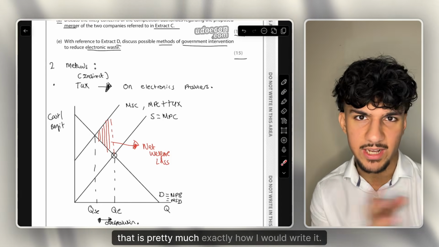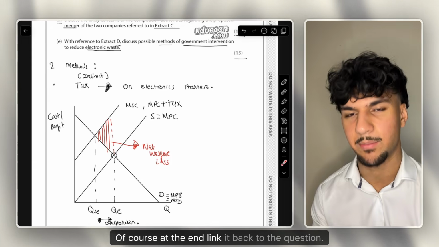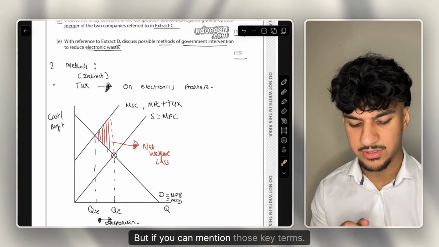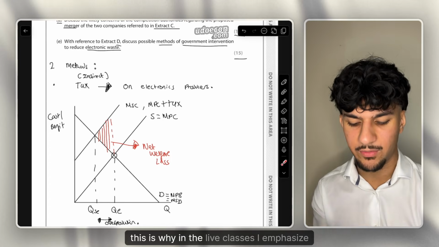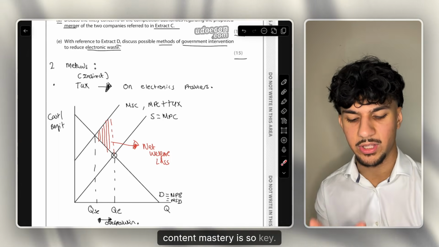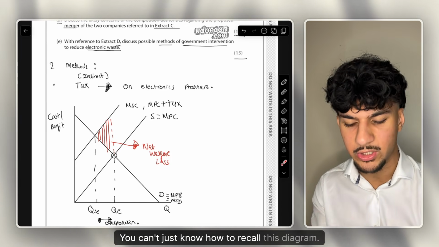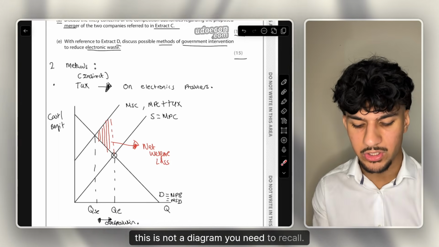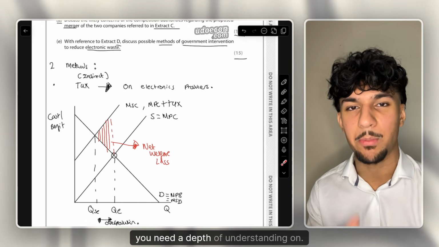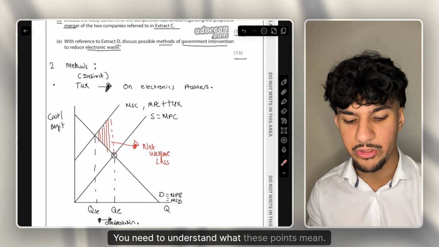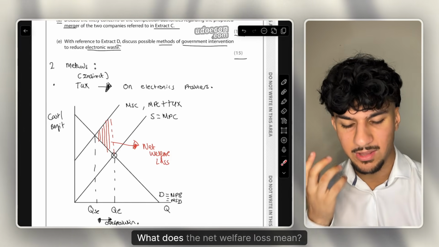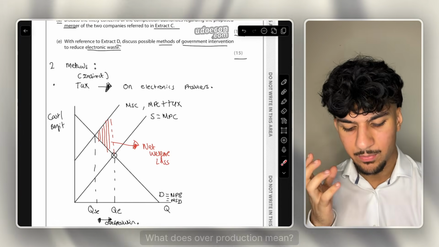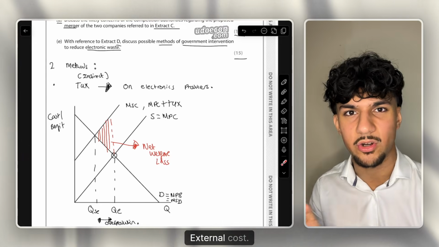And that is pretty much exactly how I'd write it. Of course, at the end, link it back to the question. But if you can mention those key terms, market failure is all about this. This is why in the live classes I emphasize content mastery is so key. You can't just know how to recall this diagram. This is not a diagram you need to recall. This is a diagram you need a depth of understanding on. You need to understand what these points mean. What does marginal private cost mean? What does external cost mean? What does the net welfare loss mean? What does overproduction mean? You need to understand all these key terms. External cost.